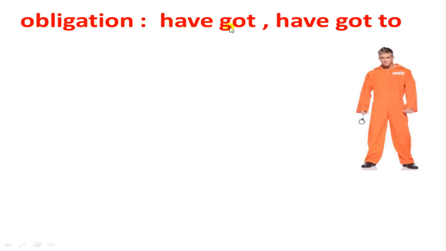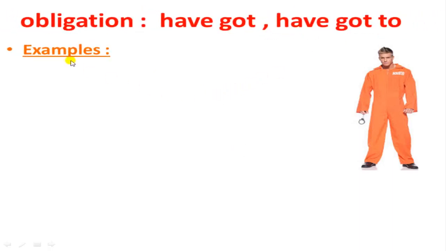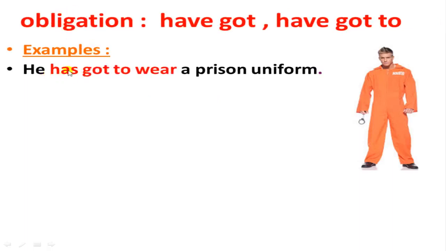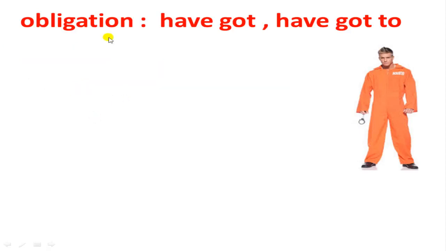Obligation. Have got to. Examples. Obligation, you must do it. He has got to wear a prison uniform. A prisoner has got to wear a prison uniform. He has to wear a prison uniform. A prisoner has to wear a prison uniform. So has got to, has to, plus infinitive, wear.